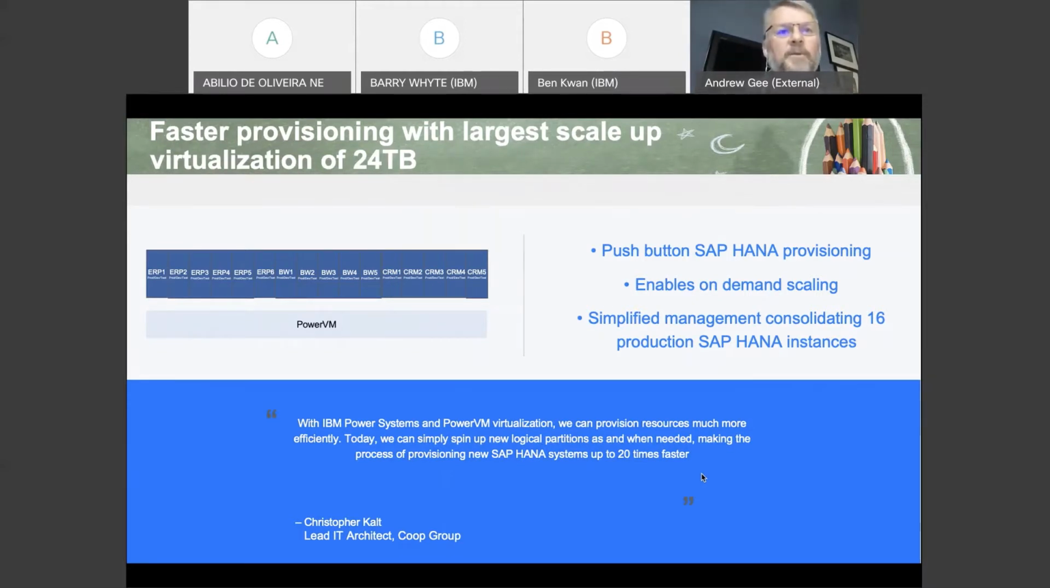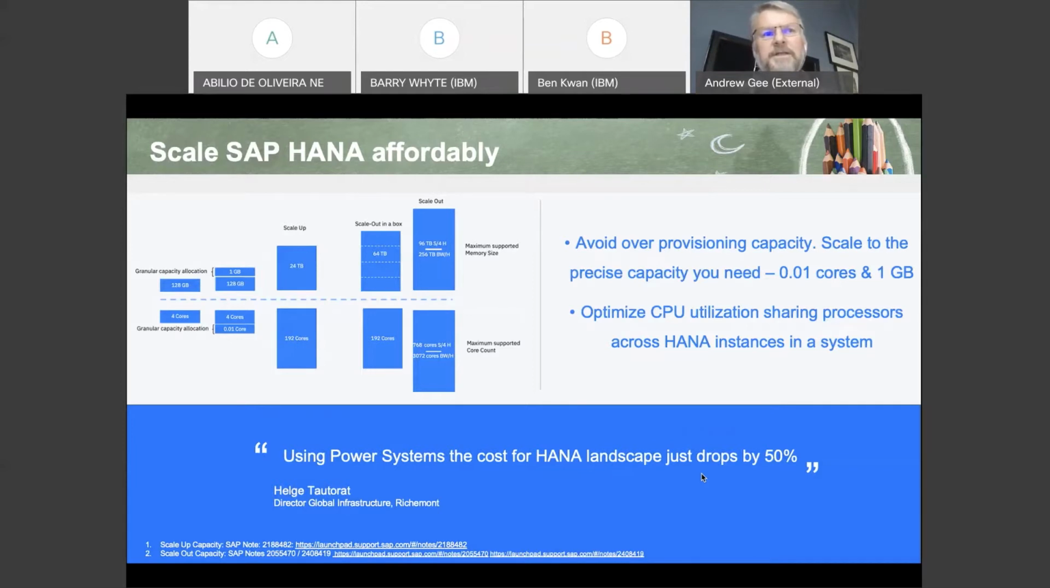And you can see here what we've got on here. We've got ERP, systems 1 through 6, which is S/4HANA. We have Business Warehouse, and then we have CRM, which is a similar type of workload to the ERP system, not a business workload. So we're very granular in our capacity allocations.